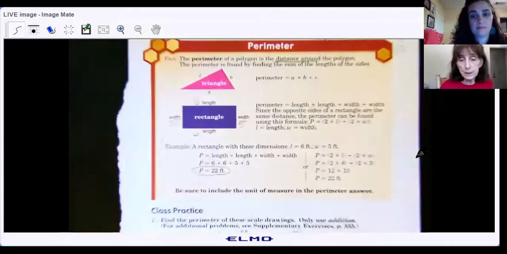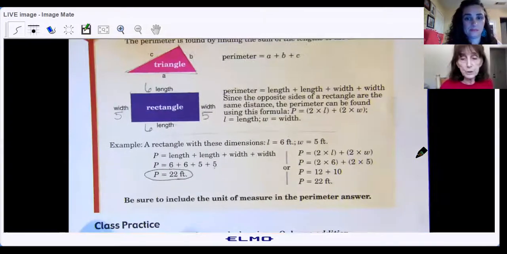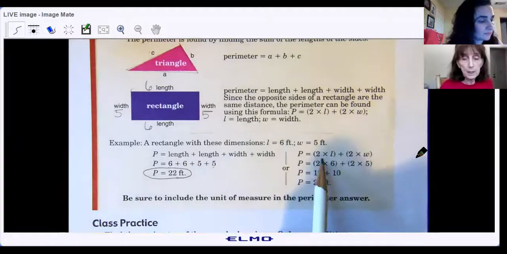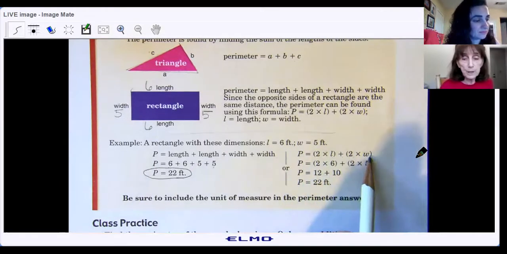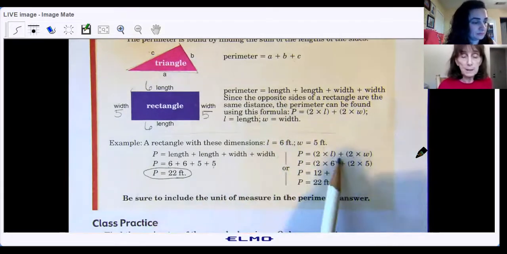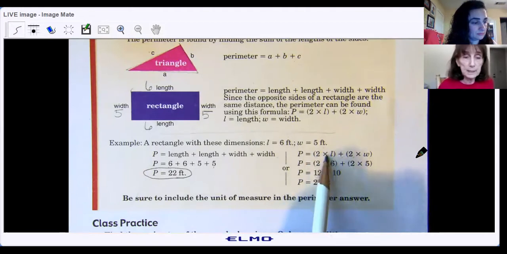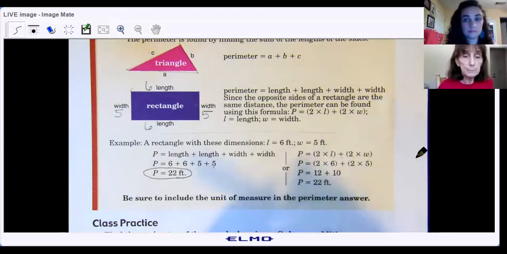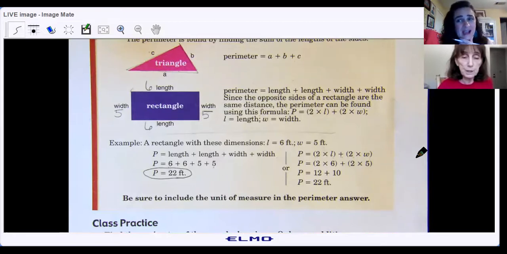Or you can do it this way. Perimeter equals 2 lengths plus the 2 widths. Remember, perimeter I told you means plus, so you're going to add it. Perimeter equals 2 of the lengths, 6 and the 6 on this side, plus 2 of the widths, 5 and the 5. This might be easier for you to do. Whichever you're comfortable with. I think at this level, this is a little easier.